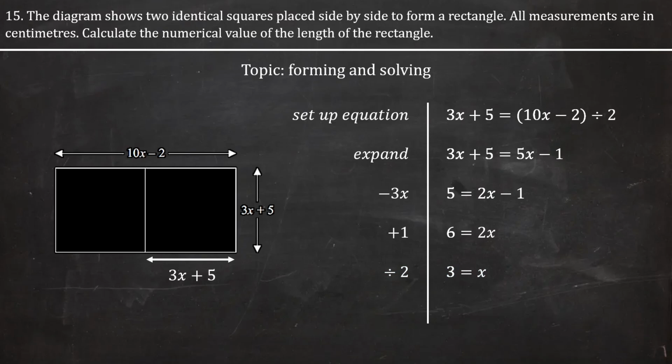If you didn't read the question carefully, you would stop here and lose a mark, because the question is asking me for the value of the length of the rectangle. So to do that, I'm going to take the expression for the length, which is 10x minus 2. I'm going to open brackets on the x, and I'm going to put a 3 inside. 10 times 3 is 30, minus 2 is going to be the length of the rectangle, which is 28.